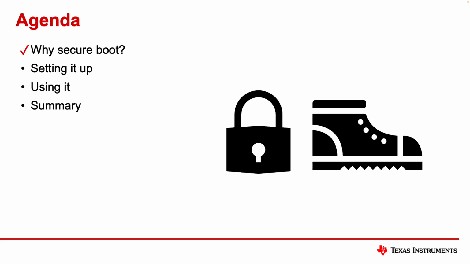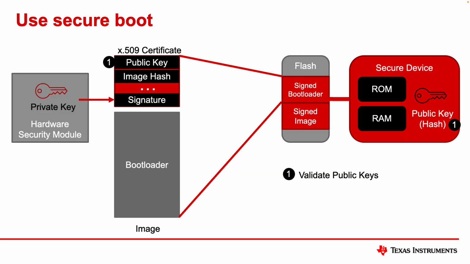All right, so we've got it set up. You've seen all the steps necessary to do it. Now let's look at how that actually changes the boot process. So here's our system again. We know that we've got our signed bootloader programmed into our flash. We've got our device with the public key hash programmed, and we've got the device secured.